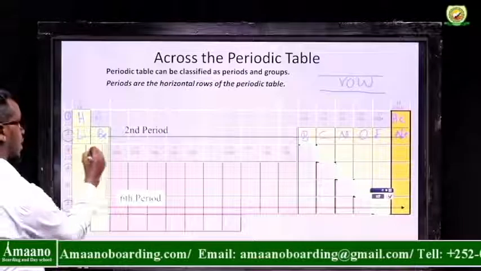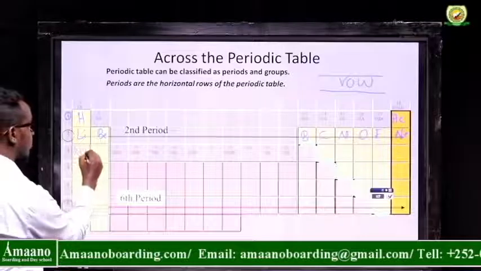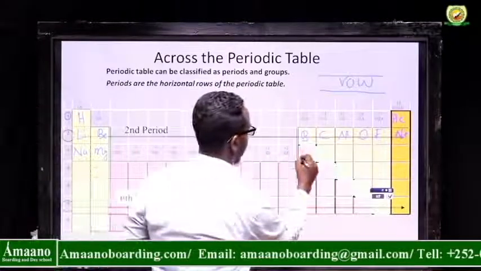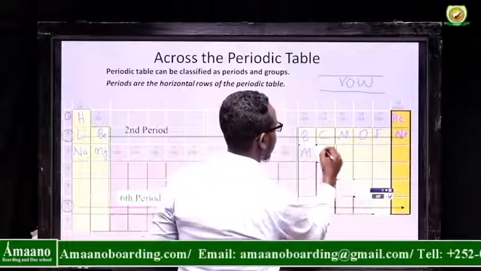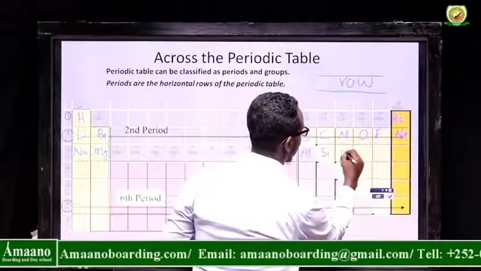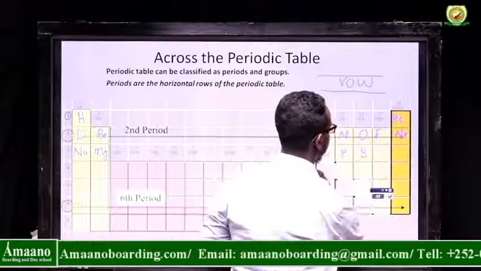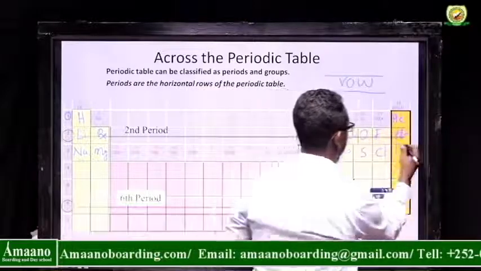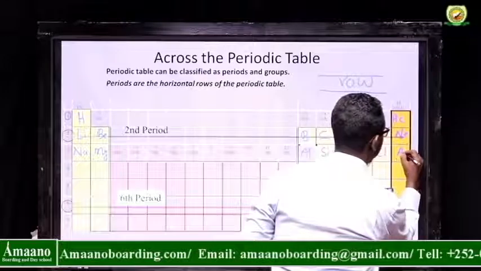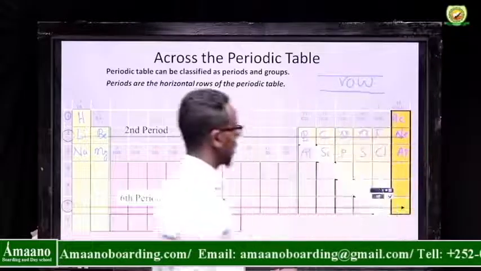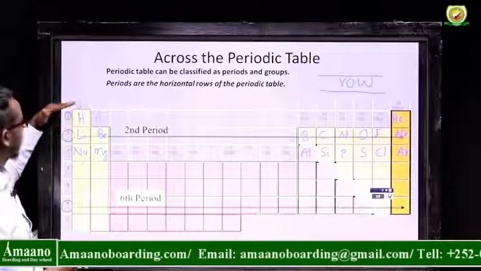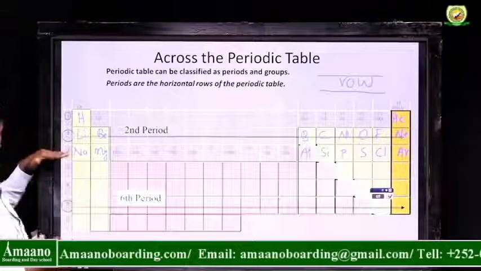This is row 3. Row 3 starts from sodium, then magnesium, aluminum, silicon, phosphorus, sulfur, chlorine, and argon. So how many rows do we have here? That's row 1, row 2, and row 3.